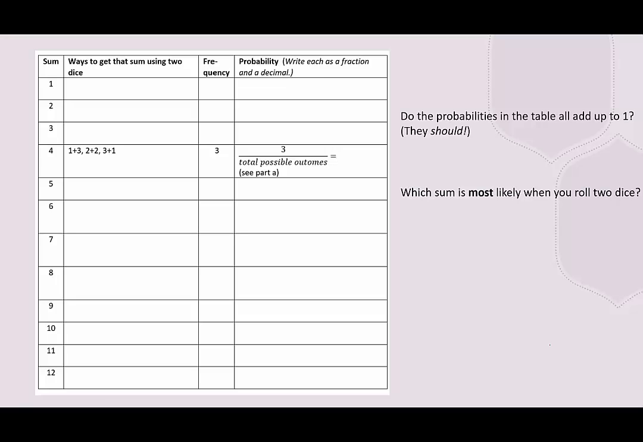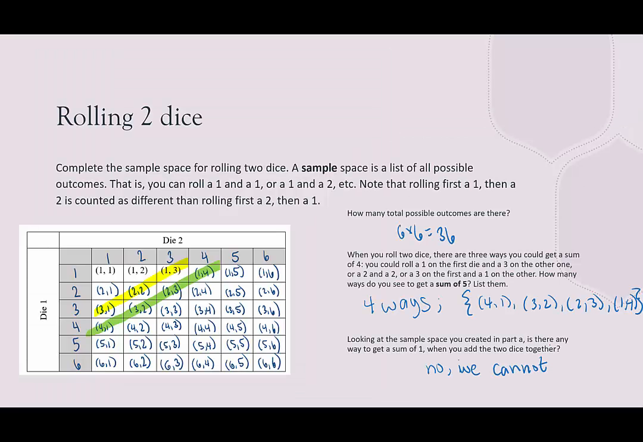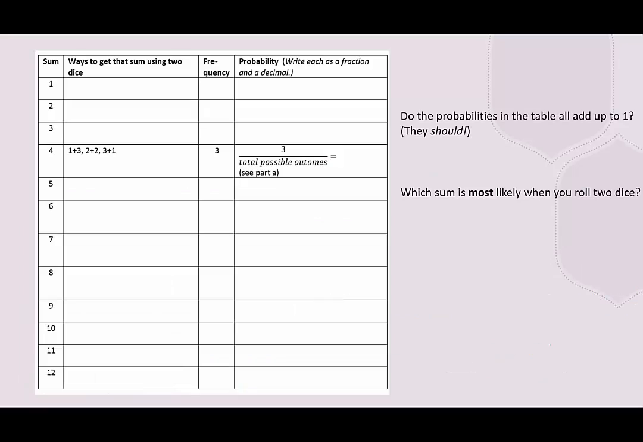Okay, so now we're going to fill in this table, the ways that we can get the sum. So this is looking here and figuring out the various ways to get the sums. So we see the 4 is done. We have the 1 plus 3, 2 plus 2, and 3 plus 1. And then total possible outcomes, this would be 3 out of 36, which we could write as a fraction in simplest form or a decimal or both. 3 over 36 is 1 in 12, which is approximately 0.083 where the 3 repeats. Okay, so I'm going to fill in this table. You can follow along with me.